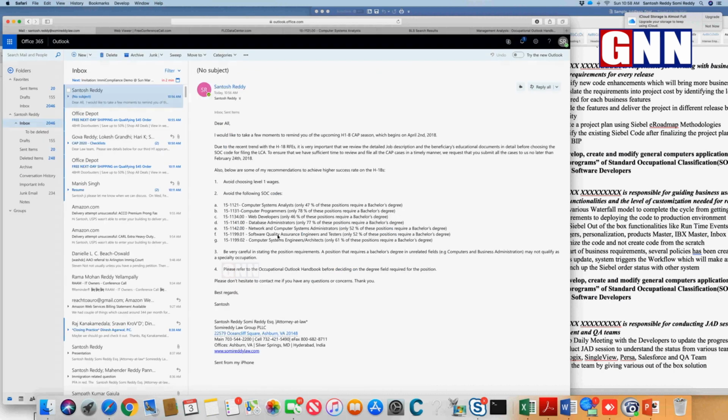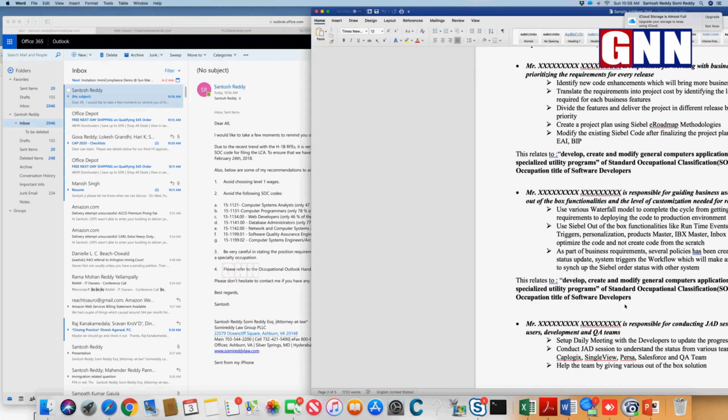Do you have any recommendation, like instead of using 15-1121, is there any other SOC code? Yes. If you can email me your job duties, I'll be able to tell you the SOC code within minutes. Would you like to email me your job duties? The SOC code will typically depend upon your job duties, so without having them, I cannot tell you what SOC code to choose. But if you email it to me separately, I can tell you what SOC code would be appropriate for your position.